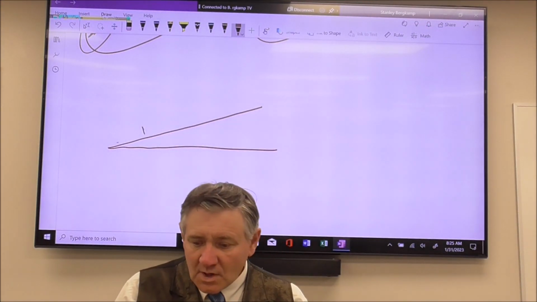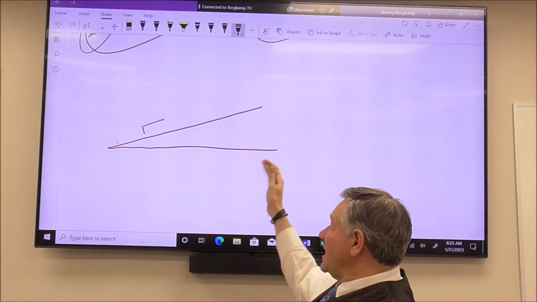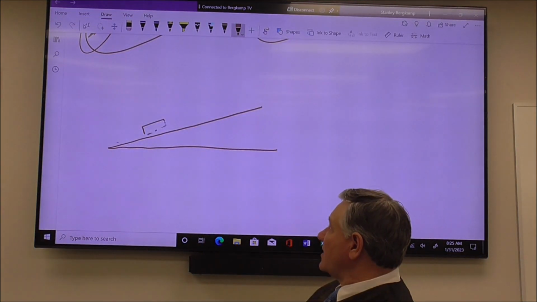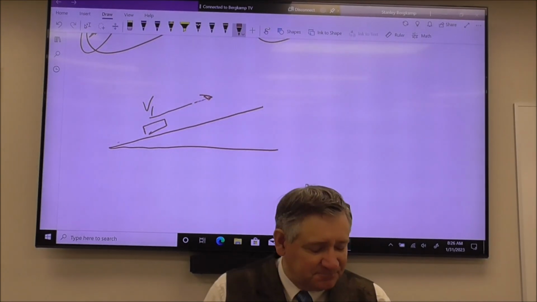Now, one of two things is going to happen as that cart goes up the hill. Come on, show me my V1. Show it to me! There we go, there's V1.